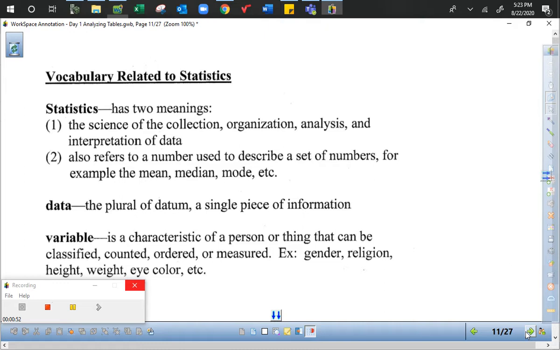Then variable. This is how we organize things often. It's a characteristic of a person or thing that can be classified, counted, ordered, or measured. Okay, so gender, religion, height, weight, eye color, lots of different things that we can classify or count. Okay, variables.